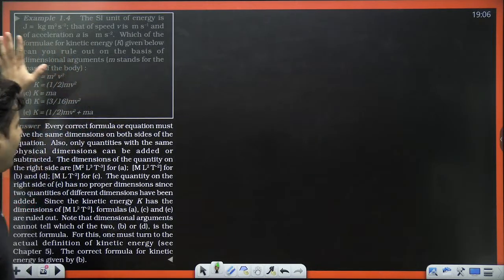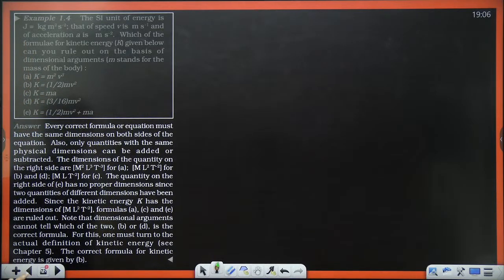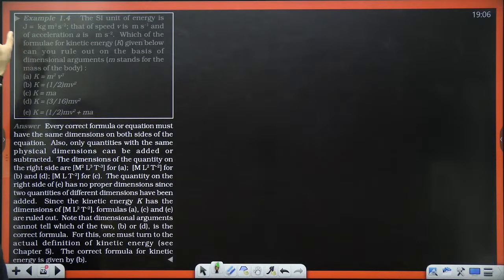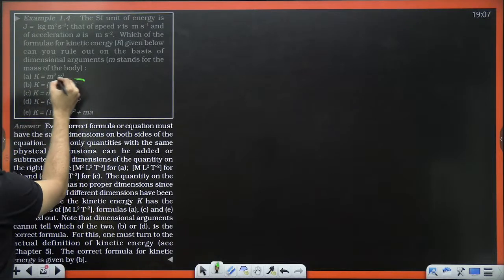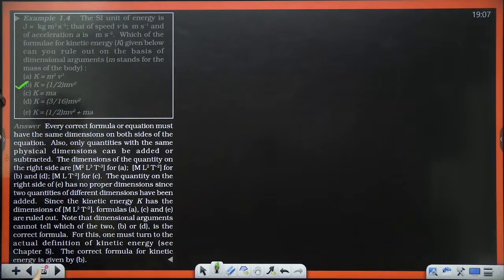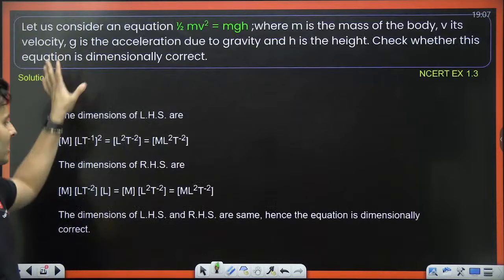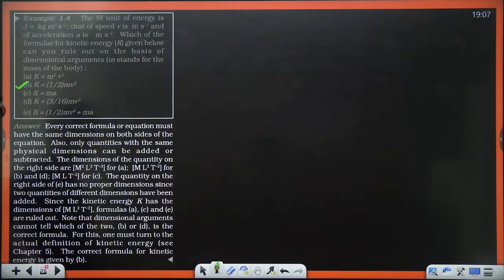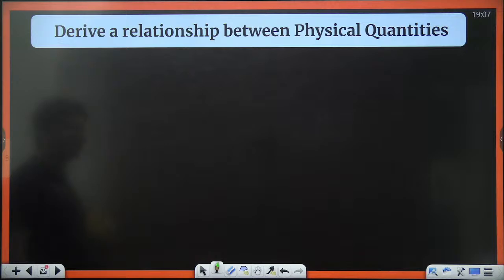This question is directly based on the previous one, so I'm not going to discuss it again. Example 1.4 is the same kind of question, like the kinetic energy: which of the following formulas is dimensionally correct? Only one of them is correct, and you will see that the dimensions of option B match perfectly. None of the other dimensions will match. It's completely based on the exercise 1.3 question. I'm just putting it here because that was important.